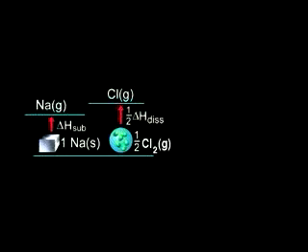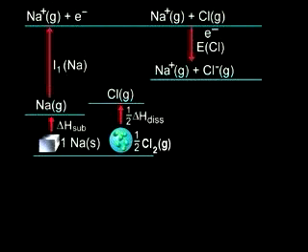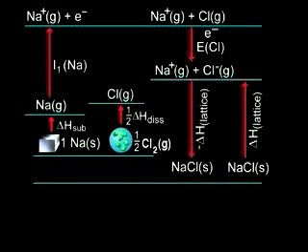Next, let us ionize the sodium atoms to form separated sodium ions and electrons. The energy of this process corresponds to the ionization energy of sodium. Addition of an electron to the chlorine atom corresponds to the electron affinity of chlorine. The lattice energy of sodium chloride is the negative of the energy released when a mole of solid sodium chloride is formed from the separated ions.